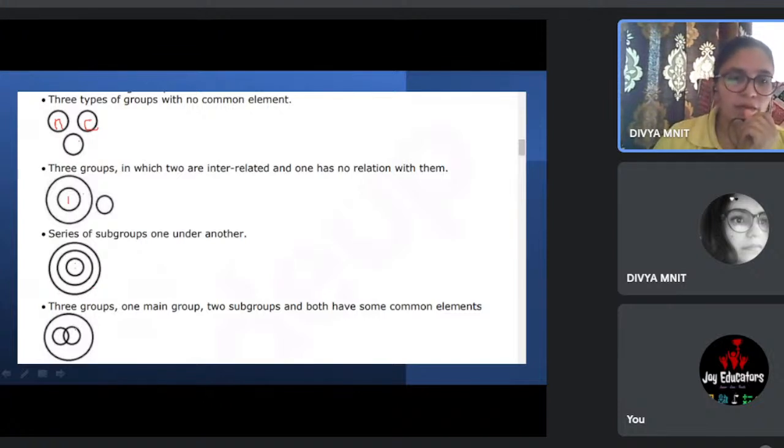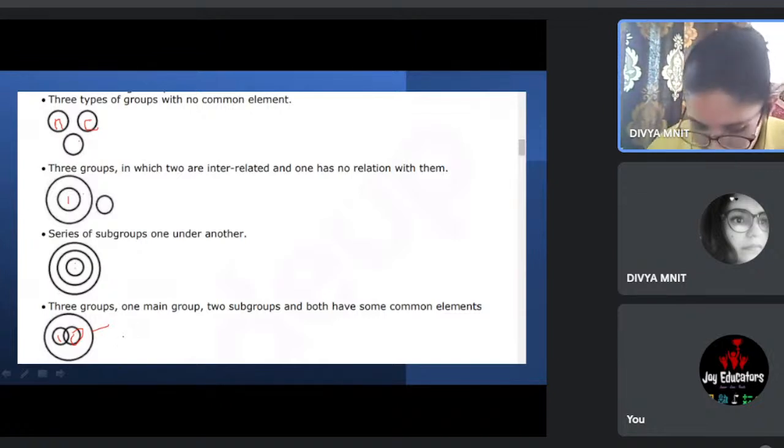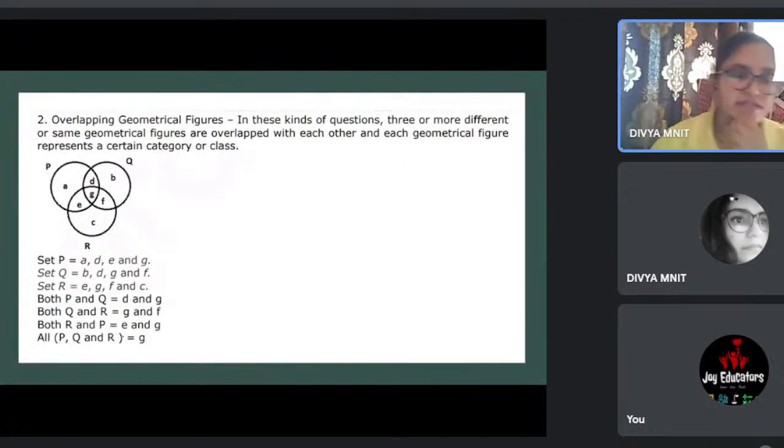In the fourth part, suppose this is A, this is B, and this is C. Then some A is B, complete A is C, and complete B is C. Then we have to take this type of diagram. Just see some examples, then we will understand this.